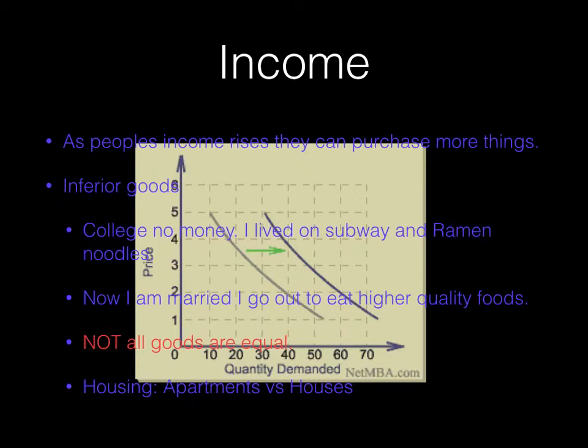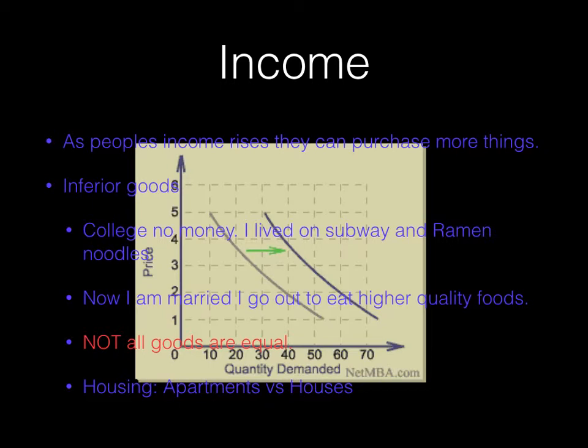But as my income increased, I started buying different goods, right? I started going to nicer restaurants. I started purchasing healthier foods. So make sure that if you see a question about income, you're checking what type of good it is. Is it an inferior good?